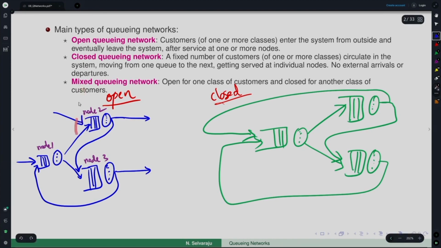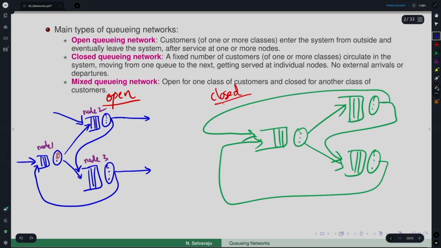So, you can decide what to do with that. You can simply say it is lost, or it is a blocked-calls-cleared system, or something else; it has to be specified. But if it comes from another node, for example, after completing service in this particular node, he has to move to node 2, but node 2, being a finite capacity one, is already full. Now, what is this customer going to do?